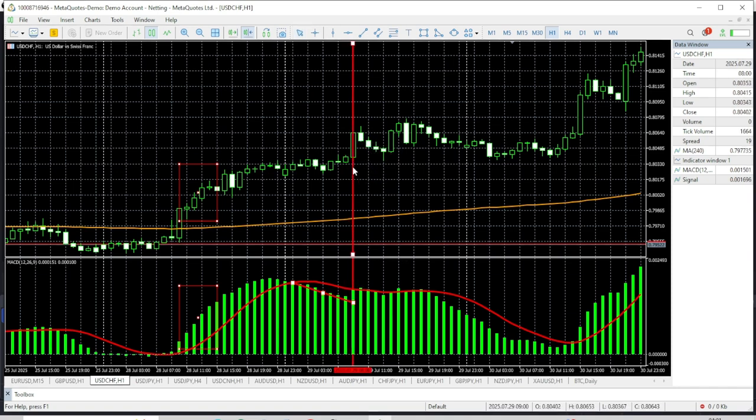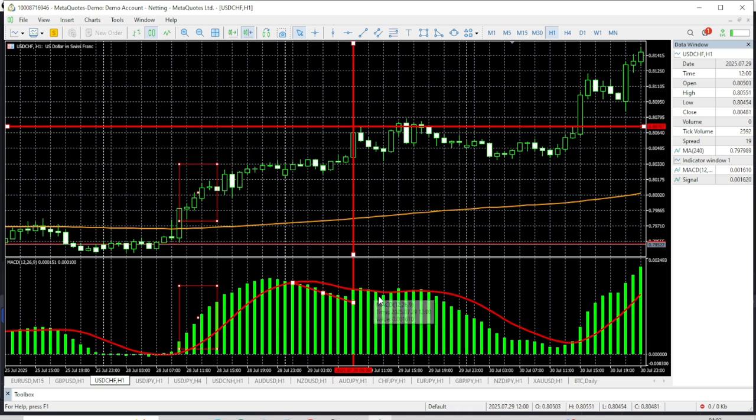No, this is the candlestick. I hope I get it right. This is the candlestick that corresponds to the histogram that first closes above the signal line. But the market was not triggered, so at this point we would have set our entry, but it was not triggered. The market retraced and pulled back.